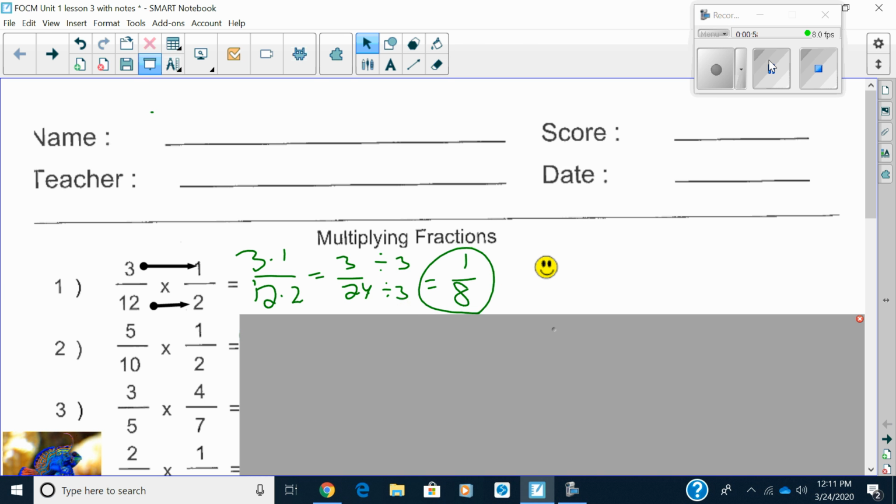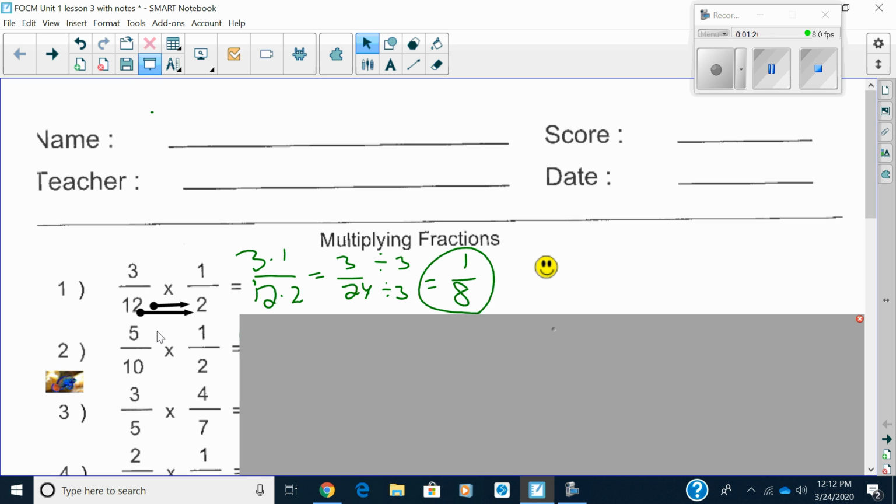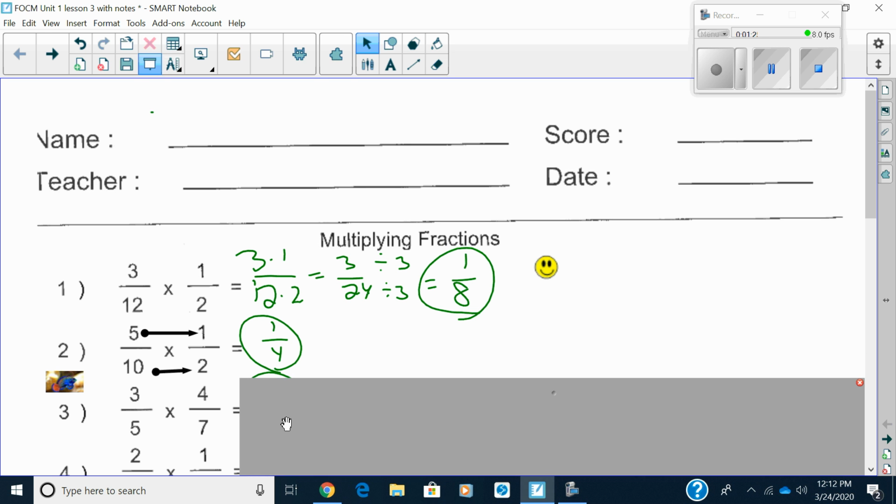Let's take a look at the next one. So the fish says 5/10 times 1/2. You might notice right away that 5/10 can be simplified. So you can simplify it now, or you can wait. Remember, we do numerator times numerator and denominator times denominator. So it's 5 times 1 is 5, 10 times 2 is 20, but I already simplified it to be 1/4. 5 over 20 simplifies to be 1/4.